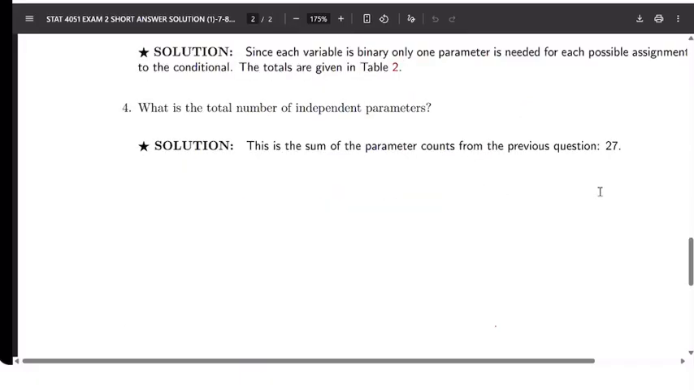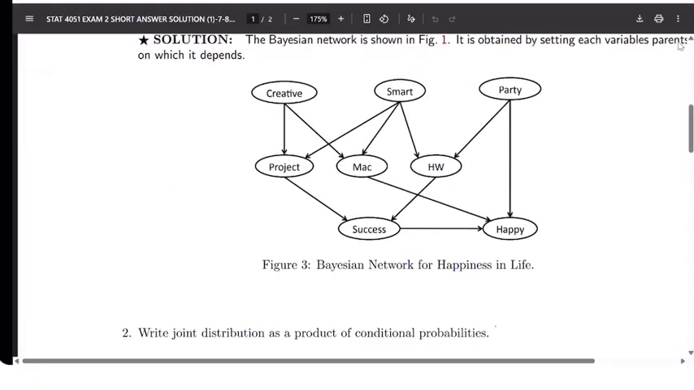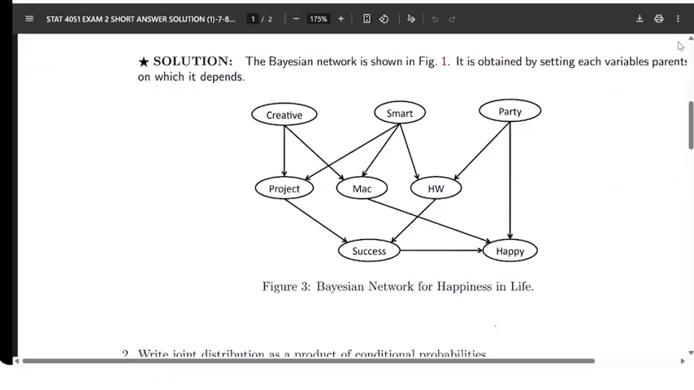And that was why we have that. Another question asks: what is the total number of independent parameters? That's going to be 27. Can you see that? But let me tell you this. Without using a Bayesian network, let's see how many parameters you would have. How many variables do we have? Let's count them: 1, 2, 3, 4, 5, 6, 7, 8. If I want to know the possible number of parameters without using the network, that would be 2 raised to power 8. Can somebody tell me what 2 raised to power 8 is?